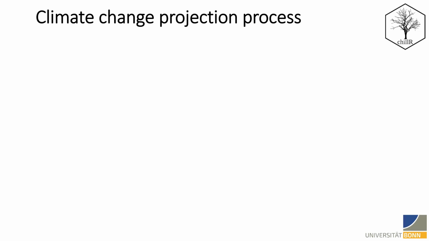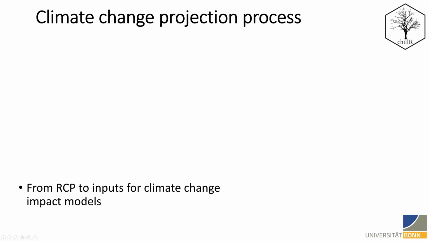The rainfall predictions are really fairly unreliable when you have such giant pixel sizes here. Now let's look at the whole process that it takes to get from RCPs, so from these representative concentration pathways, to inputs for climate change impact models. By that I mean predicted temperatures and predicted rainfall for the future that we can then use to make an estimate of what happens to our biological systems.